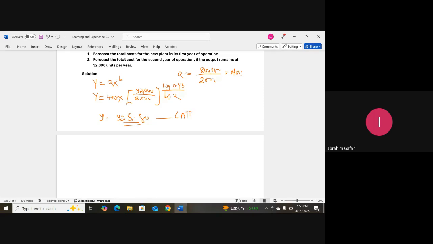So if you use the table as well, you get it. Then the question: forecast the total cost. Question 1 now. We want to get our total cost. Total cost will be equal to, I've explained this one, 32,000 multiplied by what? 325.80.